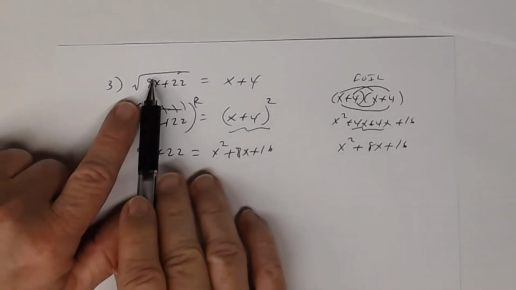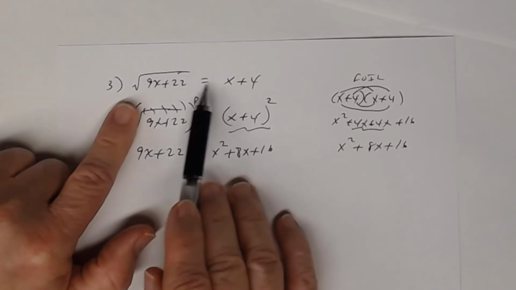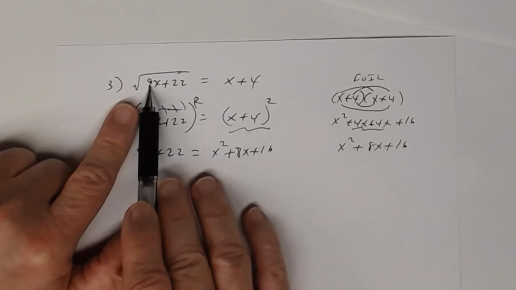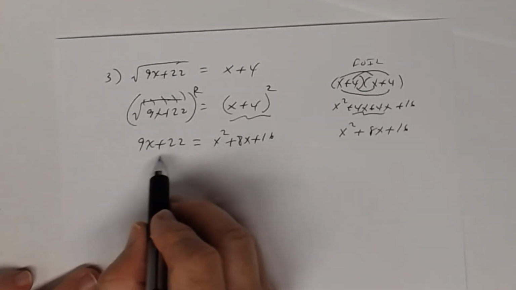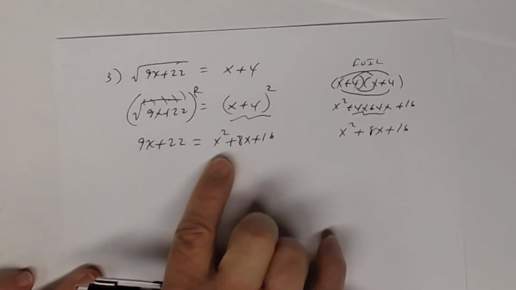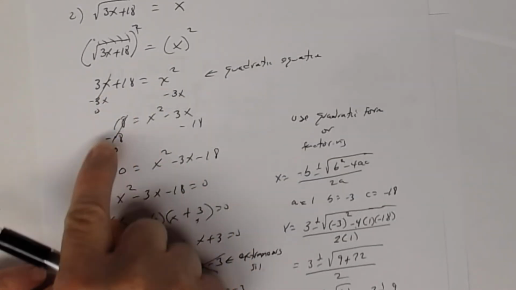So notice I went from a radical equation, a square root equation, to a quadratic equation. So now we're going to put this in standard form, just like we did number 2. Remember number 2, we went from here to here.